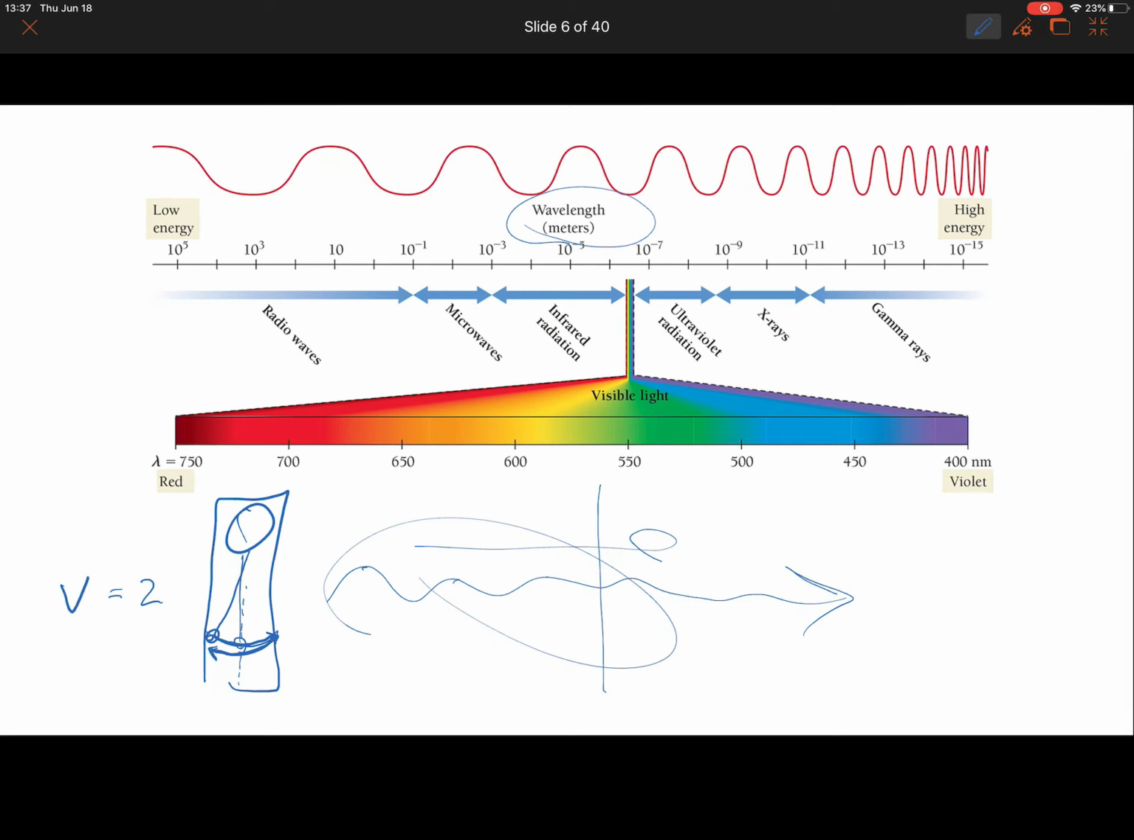One direction and back again. Two crests of this wave pass, and any oscillation is a wave. Any oscillation between two points. We always show waves like this, but this guy's waving.